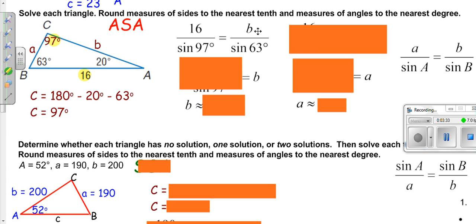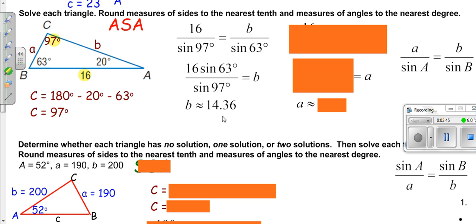Now all we have to do is get B by itself, so that means we have to undo the dividing by sine of 63, so that means we have to multiply by it. This is our calculator ready form. All we have to do now is type it into our handy dandy calculator and we get our decimal approximation.